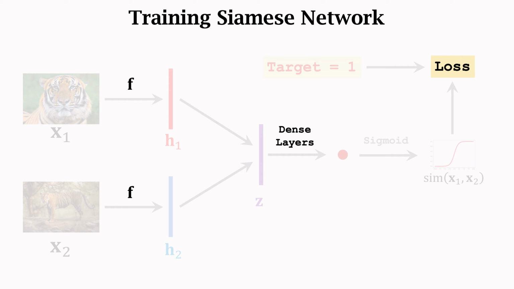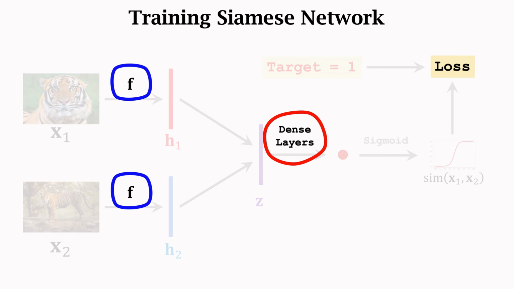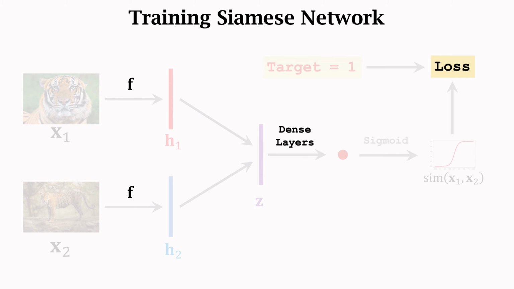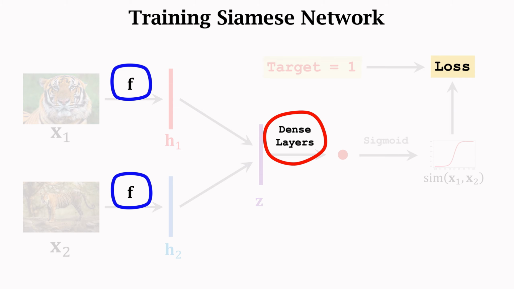The model has 2 parts. One is the convolutional neural network, denoted by F. It is for extracting features from the input images. Note that the 2 Fs are exactly the same convolutional neural network. They have the same model parameters. The other part is the fully connected layers, which map vector z to a scalar between 0 and 1. During training, both parts will be updated.